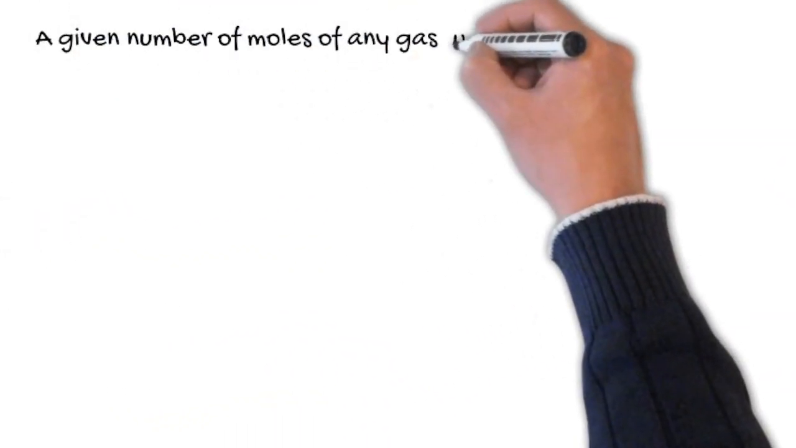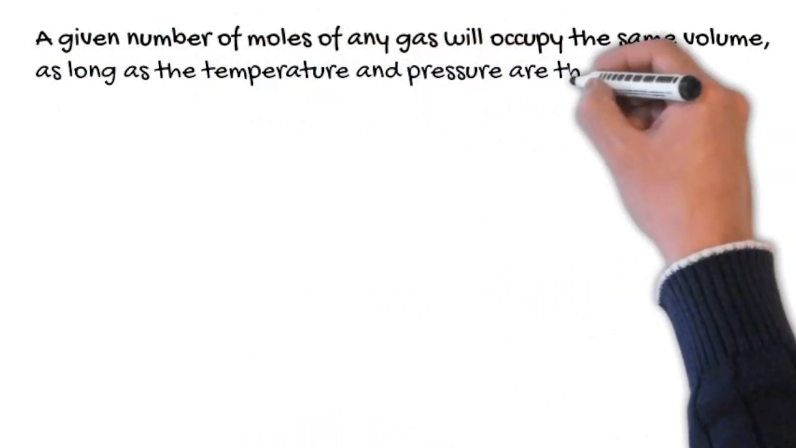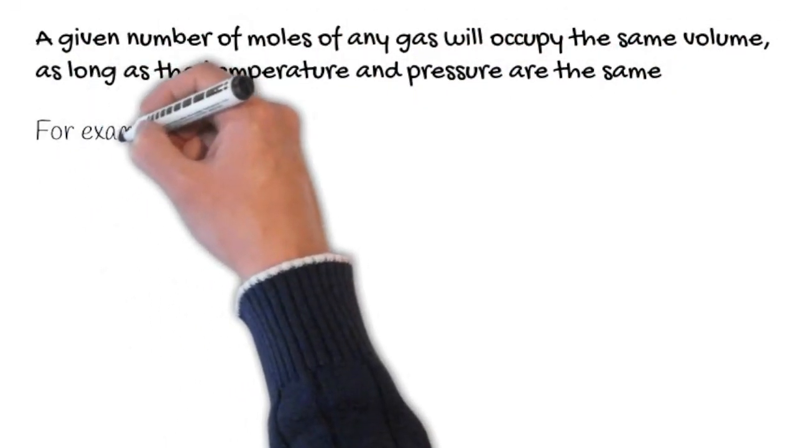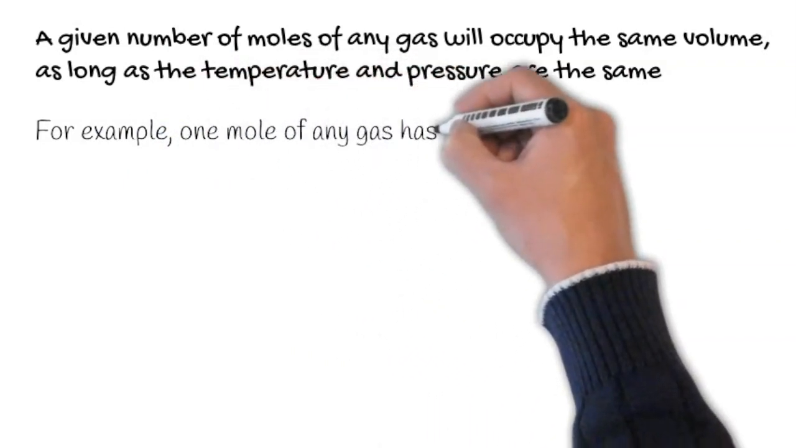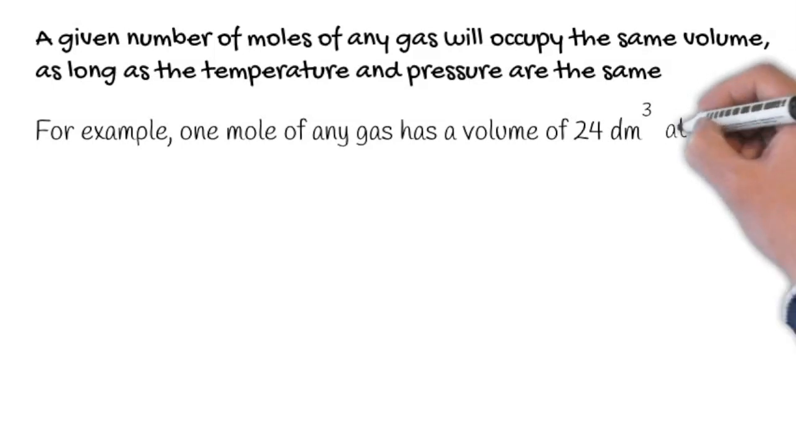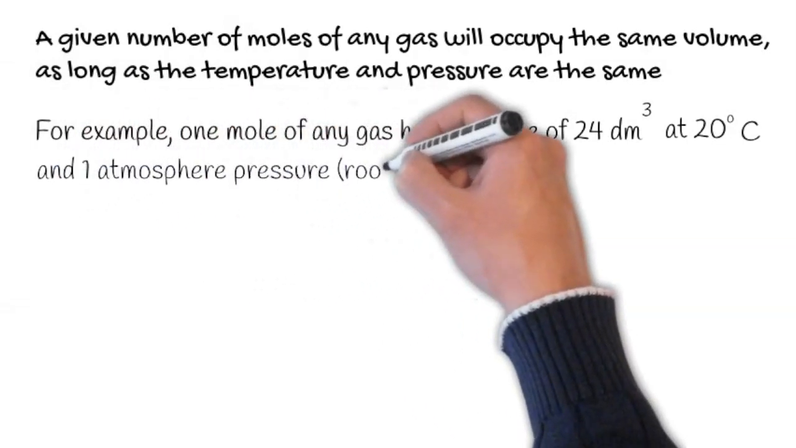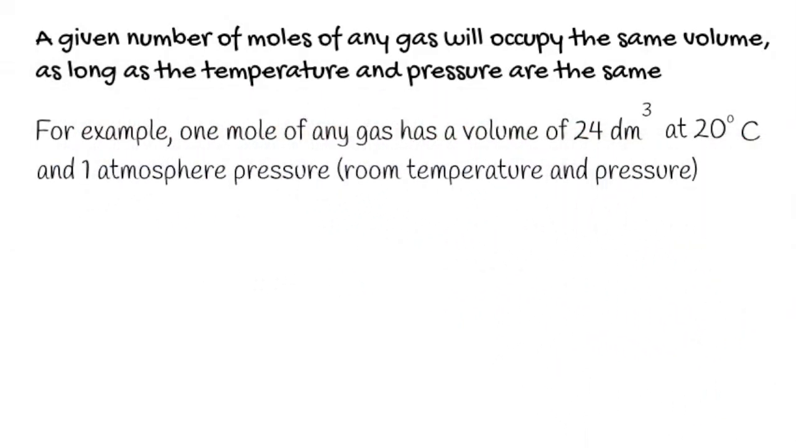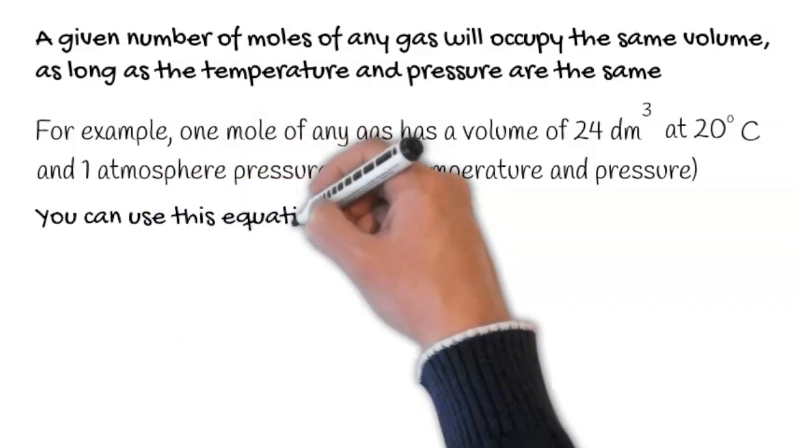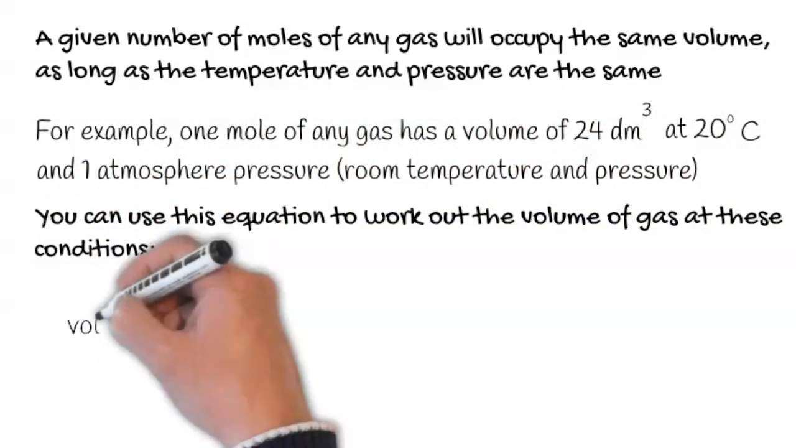A given number of moles of any gas will occupy the same volume as long as the temperature and pressure are the same. So for example, 1 mole of any gas has a volume of 24 decimeters cubed at 20 degrees Celsius and 1 atmospheric pressure, i.e. room temperature and pressure. You can use this equation to work out the volume of gas at these conditions.